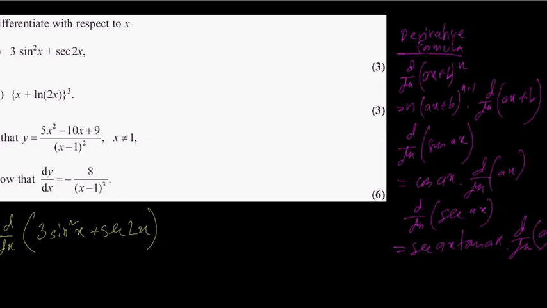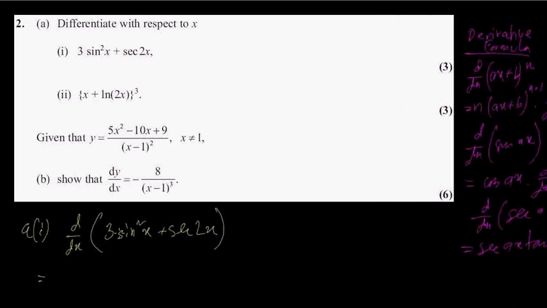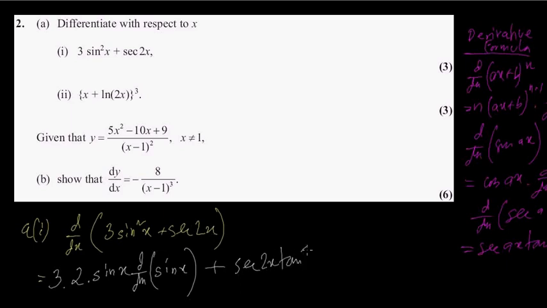So now let's start with the derivative of 3 sine squared x. So 3 is just a constant. Now sine squared x is like (ax plus b) to the power n, so the power 2 comes first, then we write sine x with one power less, then d by dx of whatever is inside the square, which is sine x, plus, then we differentiate sec 2x. With 2x as theta, it will be sec theta tan theta, and the chain rule is d by dx of 2x.